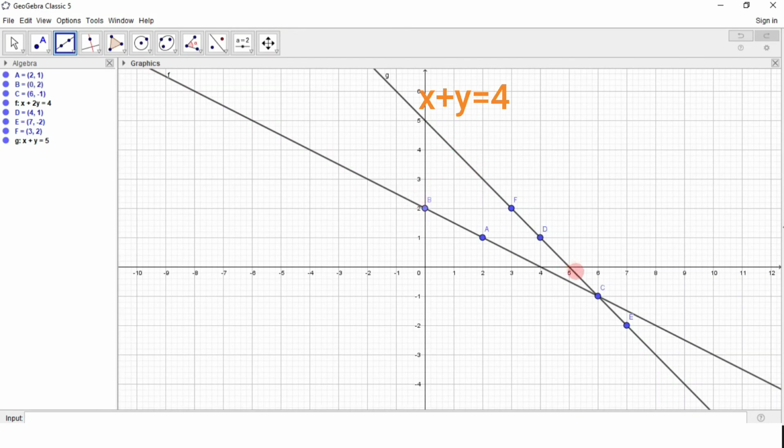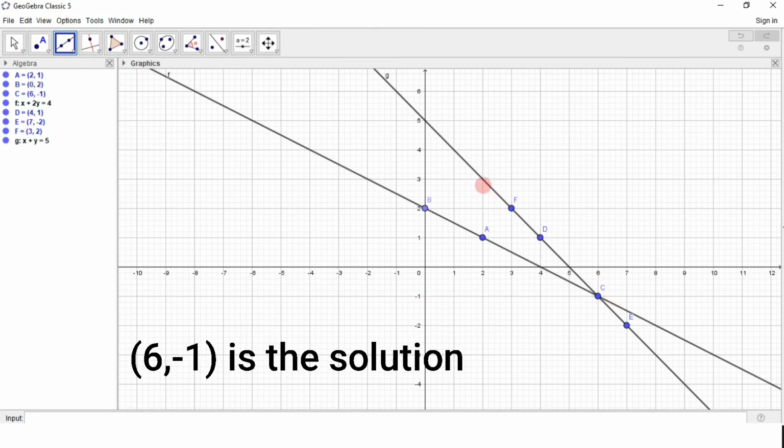Now as we can see here, these two lines, which are the graphs of the given two equations, intersect at point C. And as we can see, the coordinates of point C are (6, -1). That is, its x coordinate is 6 and y coordinate is -1. So this is the solution where these two lines intersect each other. So they intersect at point C (6, -1), that's why C (6, -1) is the solution of these two given lines.